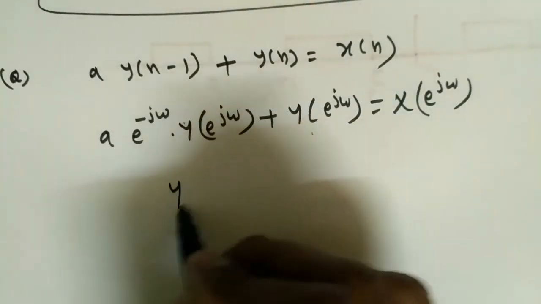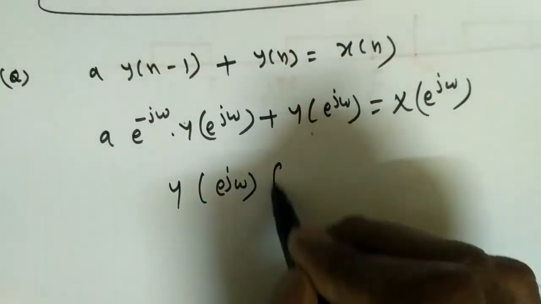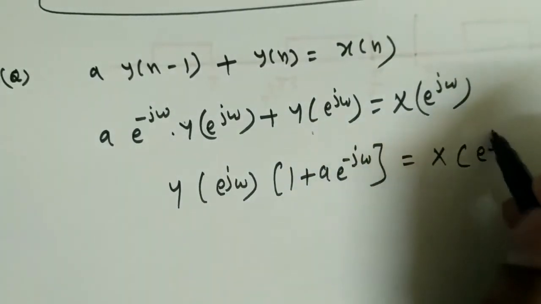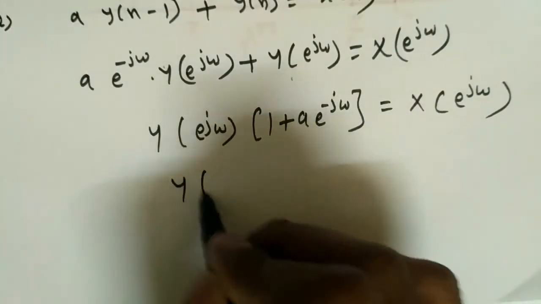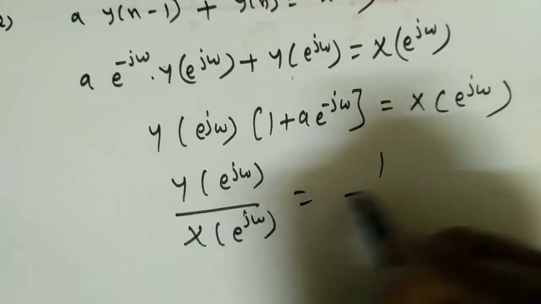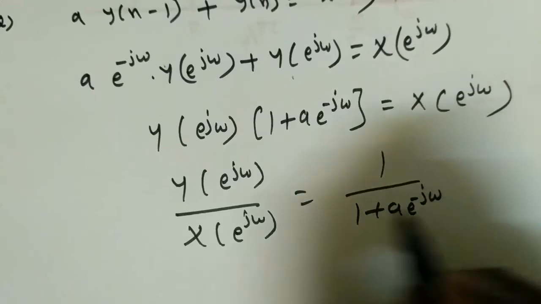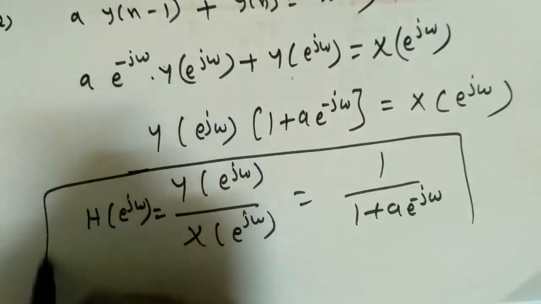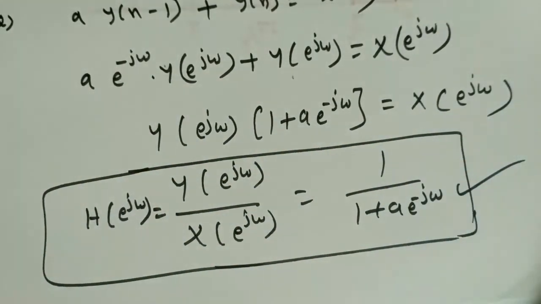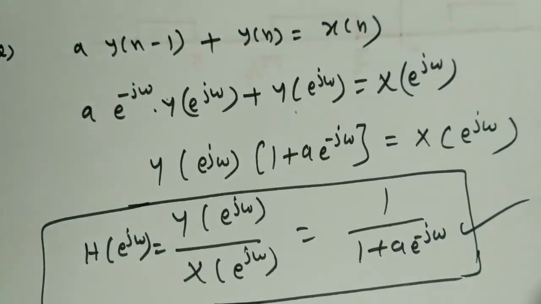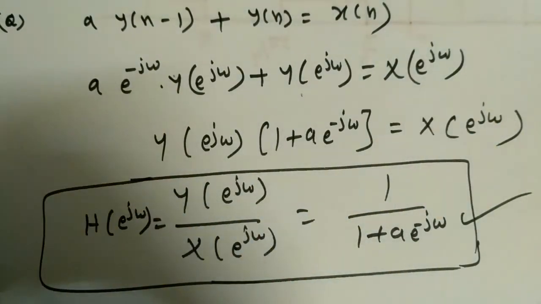So taking y of e power j omega common, this becomes 1 plus a into e power minus j omega, equal to x of e power j omega. Now y of e power j omega by x of e power j omega is nothing but 1 by 1 plus a e power minus j omega, which is h of e power j omega. So this is the frequency response of the system. Similarly, for second order or third order and so on, we'll see when we do problems. So this is about these concepts.